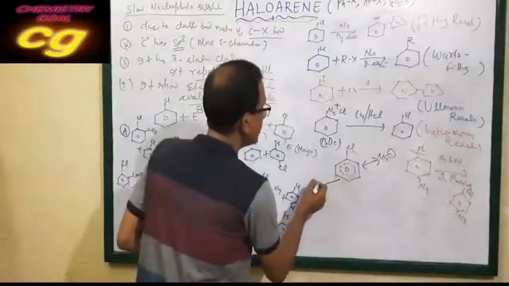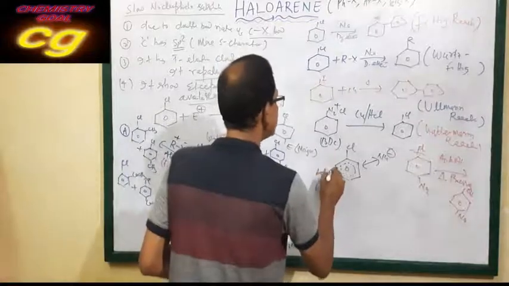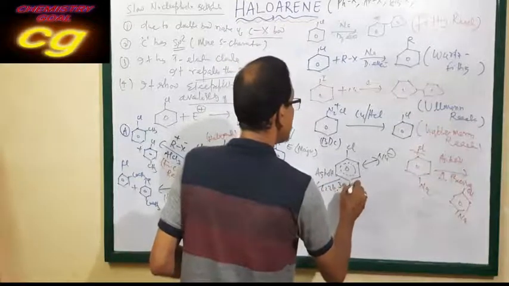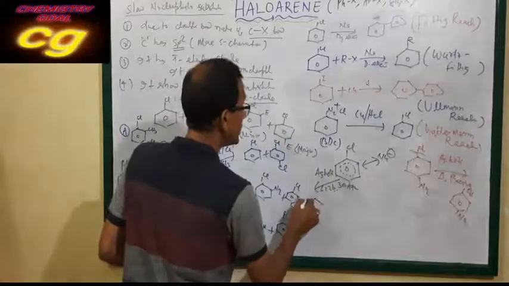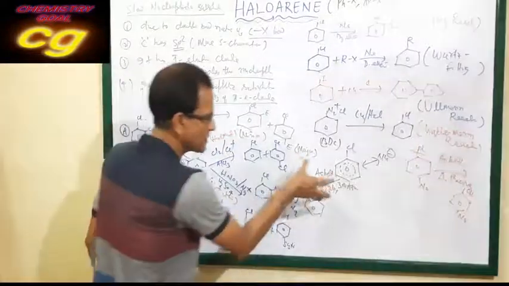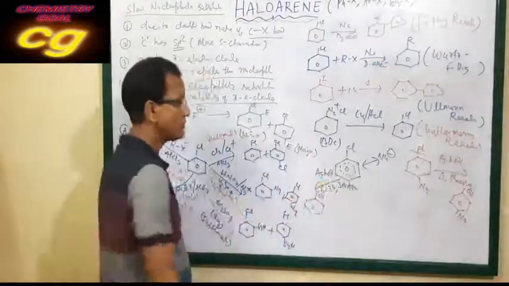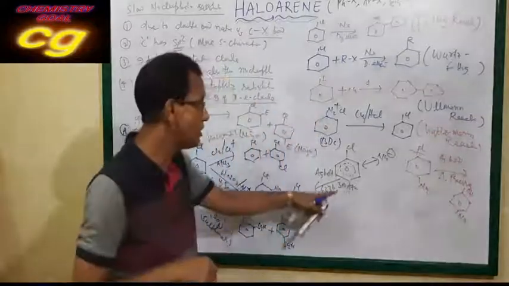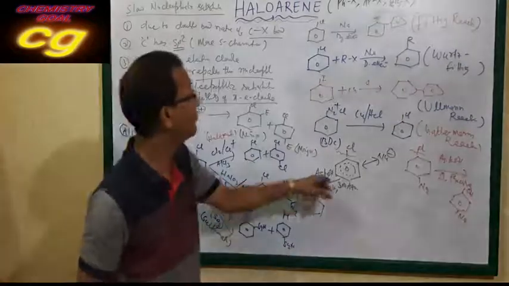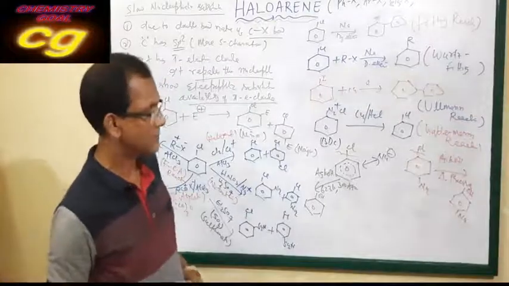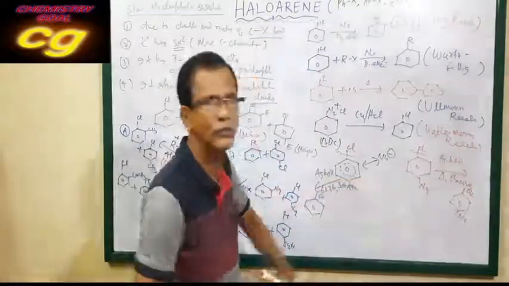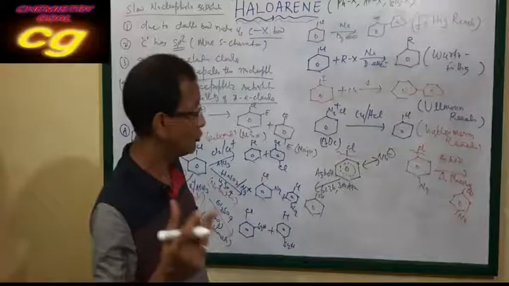This compound will react with aqueous KOH, but at 623 K and 300 atm pressure, it gives phenol. Nucleophilic substitution is possible, but under specific conditions: very high temperature 623 K and very high pressure 300 atm. Then the bond will break by the nucleophile. This chlorine can be easily substituted by nucleophile if you substitute an electron withdrawing group.